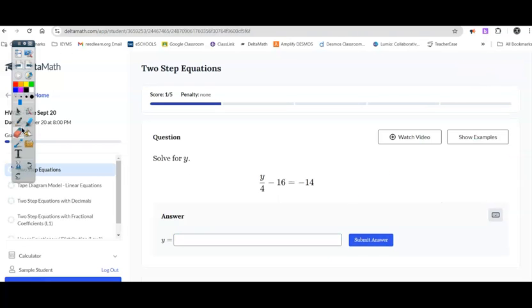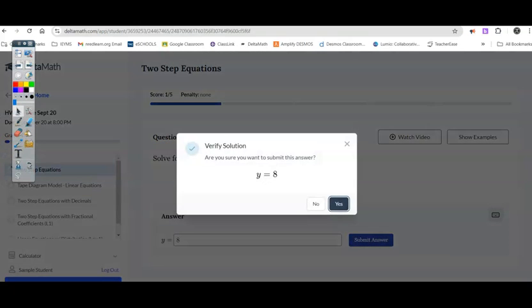Again, you clear the constant first. So for us, it's 16. And then second, you do the coefficient. So the opposite of dividing by 4 is multiplying by 4, and that gives us an answer of y is equal to 8. So we'll type that in our answer box, and we'll keep going.